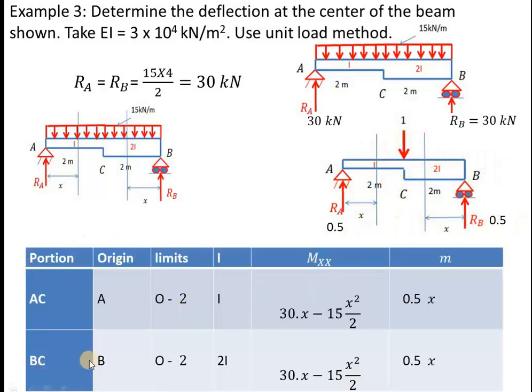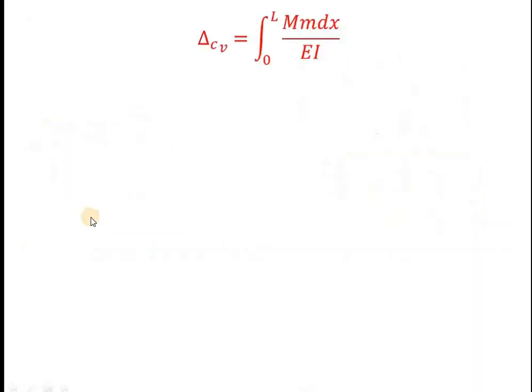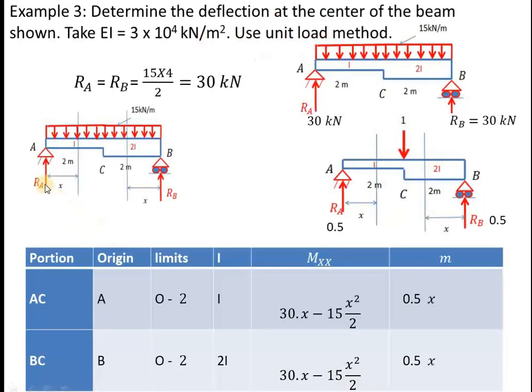Now if you prepare this portion, AC is the portion, A is the origin, and the limits will be x equals 0 at A, x equals 2 at C, that is limits 0 to 2. For this portion the moment of inertia is I. What is the bending moment Mx due to the given loading? Here RA is 30 kN, so 30 into x is clockwise, and this one will cause anticlockwise, minus this 15 kN per meter and this portion is x. So 15 into x by 2. So this is the bending moment at this section due to the given loading.